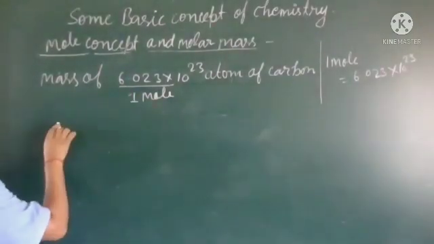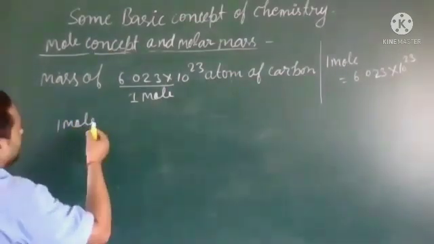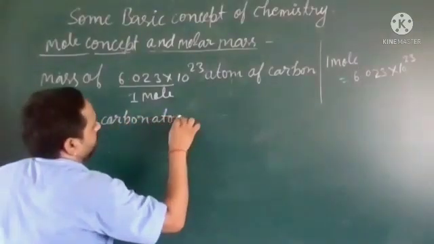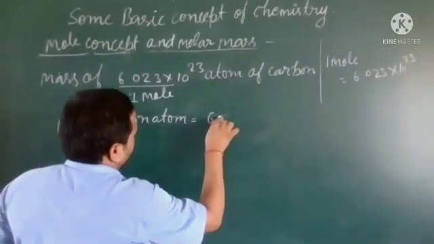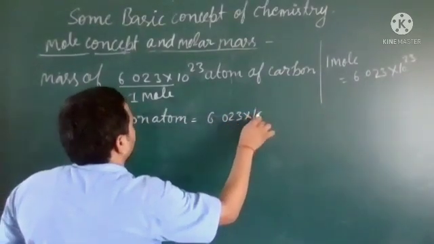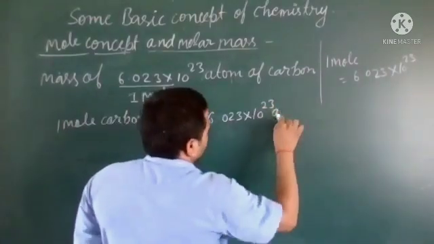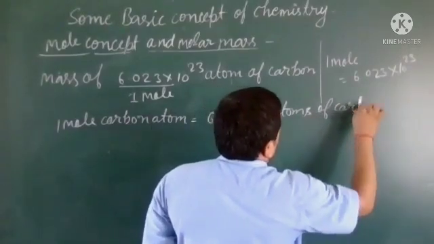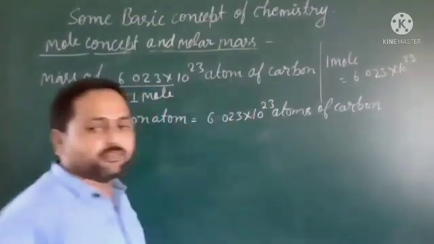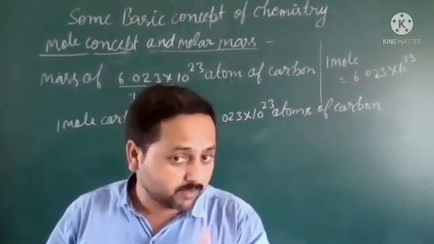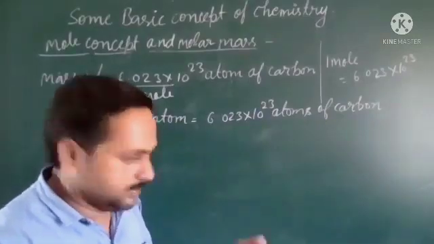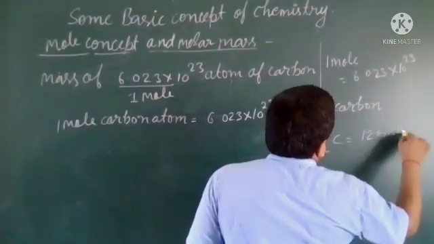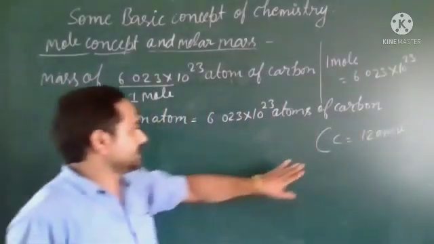So if I write here, 1 mole carbon atom equals what? 6.023 into 10 to the power 23 atoms of carbon. And what do we have to calculate? Mass of one carbon atom. Previously, before this topic, we have calculated the mass of a carbon atom, 12 AMU. Yes or no? We have already calculated the mass of one carbon atom.